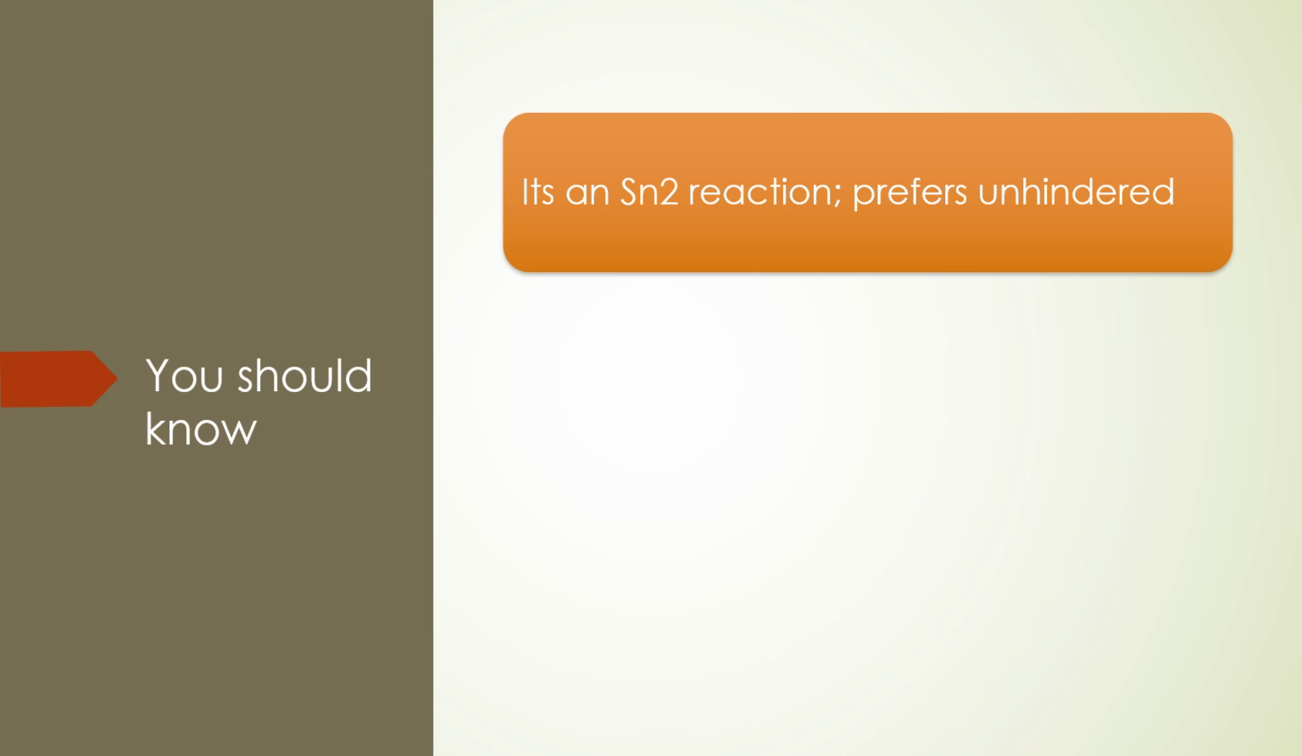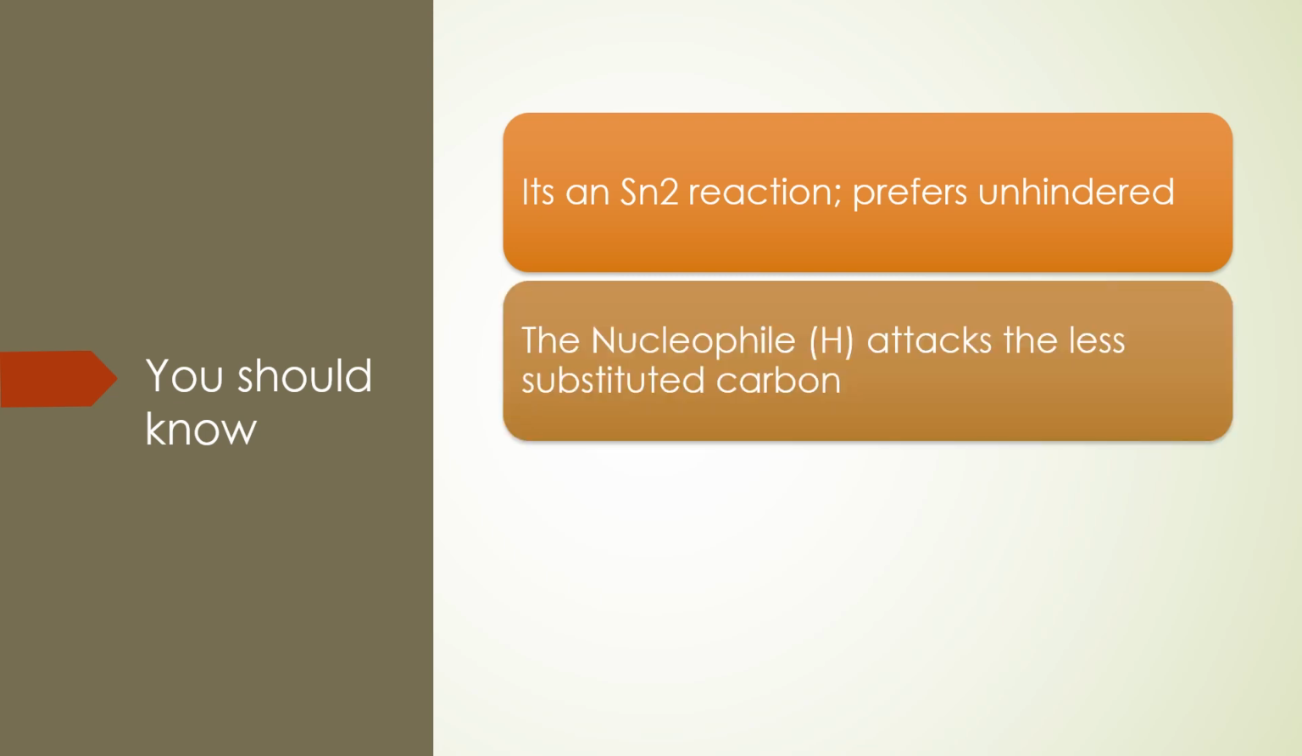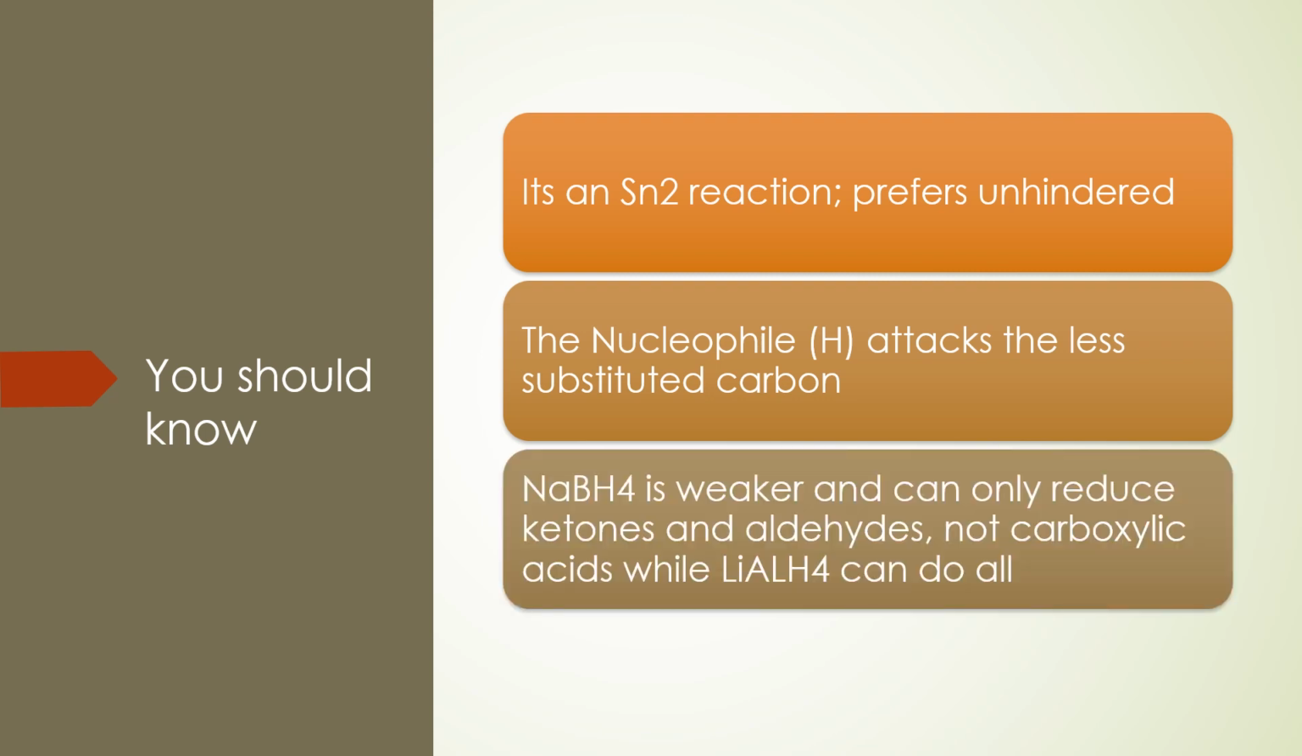Before we get into hydride reduction, you should know that this is an SN2 reaction that prefers unhindered carbons. The nucleophile in this situation is actually the hydrogen. NaBH4 is weaker and can only reduce ketones and aldehydes, not carboxylic acids, while LiAlH4 is stronger.